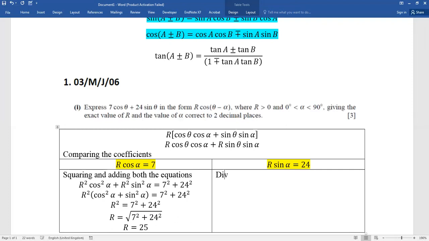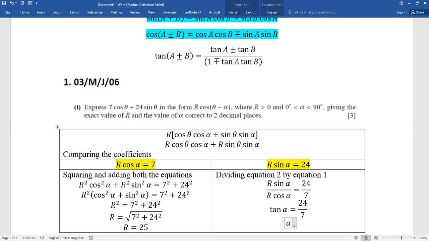So can I say dividing, if I'm calling this one equation 1 and this equation 2, dividing equation 2 by equation 1? Again, this is just a drill that we are doing once. I'll write that r sine alpha divided by r cos alpha is equal to 24 upon 7. The left side divides with the left side, the right side divides with the right side. R and R cancel out. Sine alpha upon cos alpha is tan alpha, which is 24 upon 7.